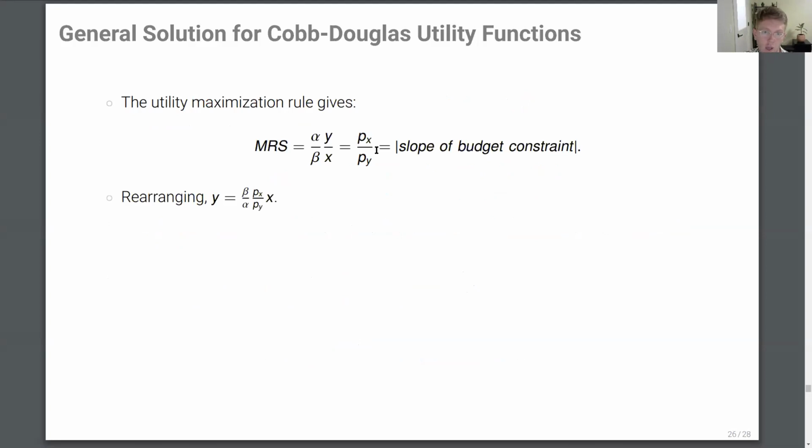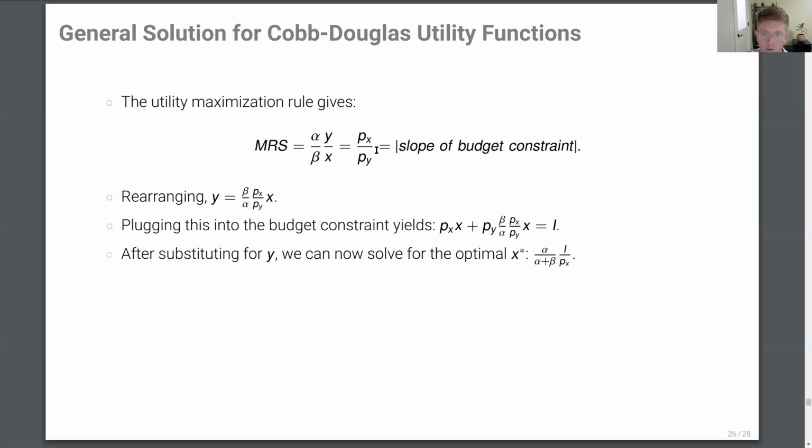So if we rearrange, we can write y in terms of x. And then we can use the budget constraint to plug in, and this does it a little bit differently than I did it. We can just plug in for y in terms of x in the budget constraint, but regardless, we still get the same optimal x.